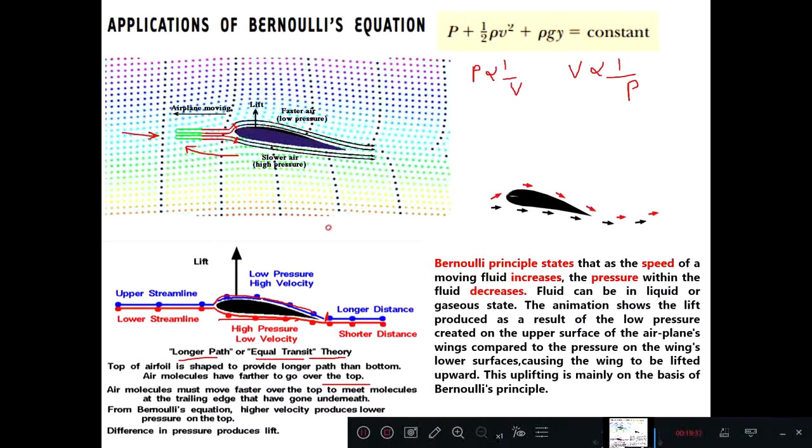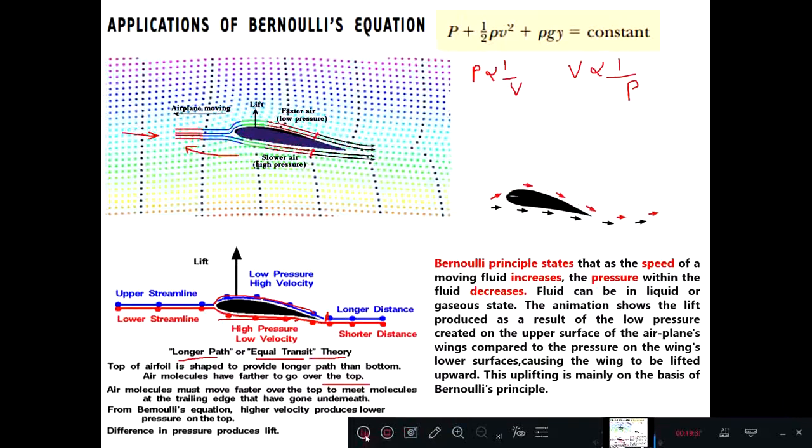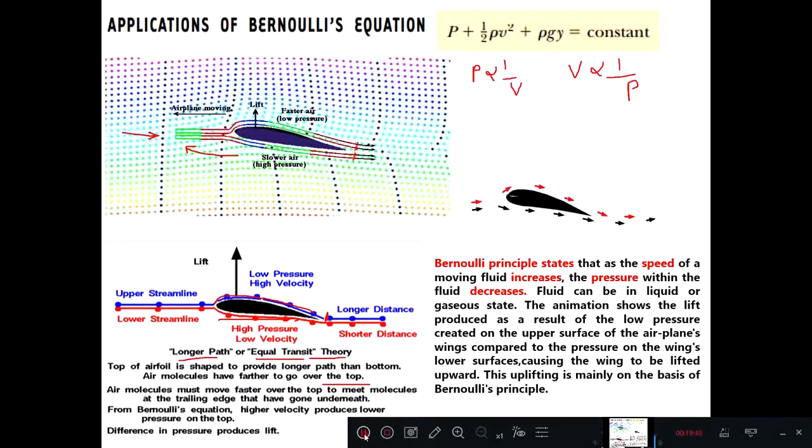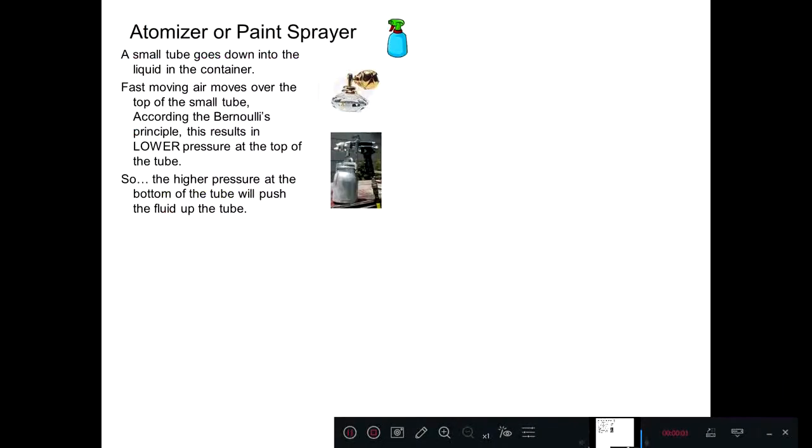Likewise, we can have n number of applications. So this is one of the applications of Bernoulli principle. Okay. Let us discuss one more application. One more practical application of Bernoulli's equation is the atomizer or a paint sprayer. An atomizer is an instrument used to spray perfumes and water, that is called an atomizer.